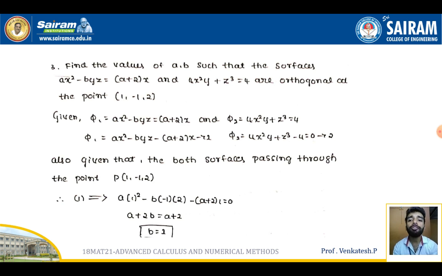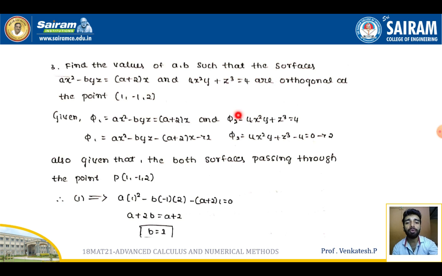One more example, find the values of a and b such that the surfaces ax square minus byz is equal to a plus 2x, and 4x square y plus z cube is equal to 4, are orthogonal here at the point 1, minus 1, 2. So first let me choose the values of pi 1 and pi 2. Pi 1 is given by the first function, ax square minus byz is equal to a plus 2x, or we can write this as ax square minus byz minus of a plus 2x. Call this equation number 1.